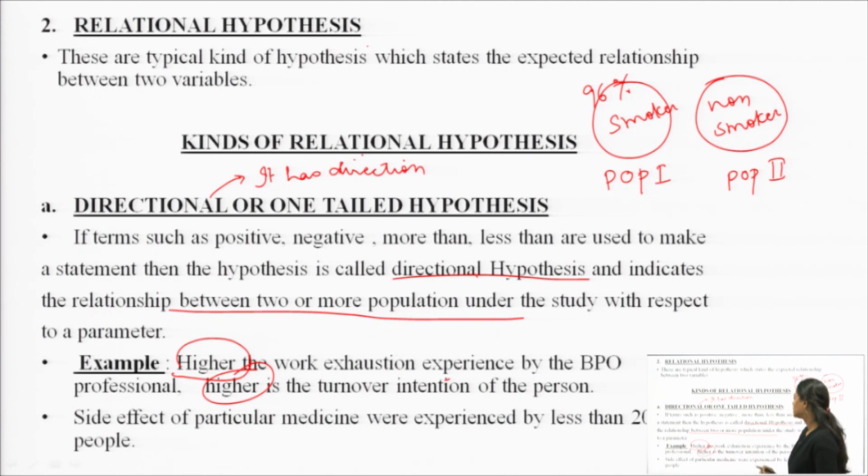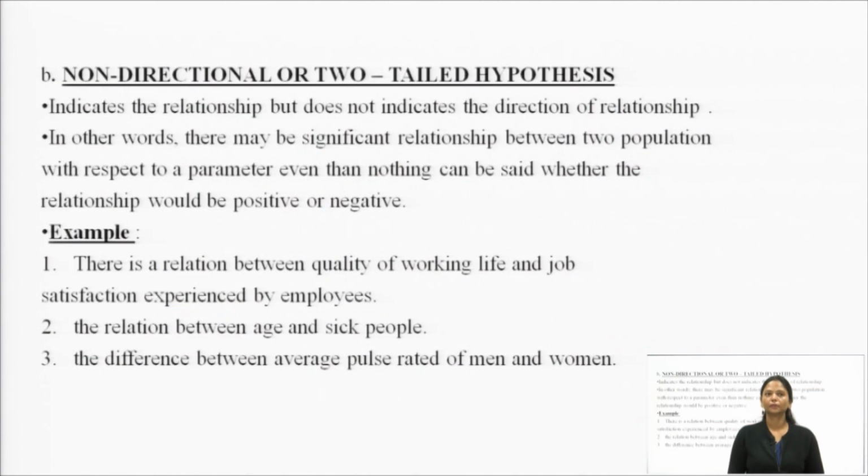In the same manner, the side effects of a particular medicine were experienced by less than 20% of people. What does this mean? This means that we have given 20%, we have given some direction to that, we have given less than. So, there is a direction to the statement. The side effect of a particular medicine was experienced by less than 20% of the people who took that medicine. So, this is giving you some direction towards which I am supposed to study.